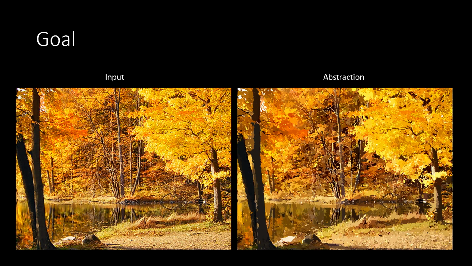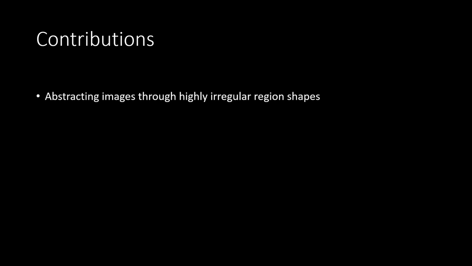Our goal is to create abstractions that look painterly with the ability to present the irregular shapes in the image. In such abstractions, both structures and small details of the image, like textures and thin features, should be preserved. In this talk, we propose a mechanism for abstracting images through highly irregular region shapes that nonetheless conform to the image content. Our approach can be seen as a hybrid of stroke-based and region-based stylization methods.